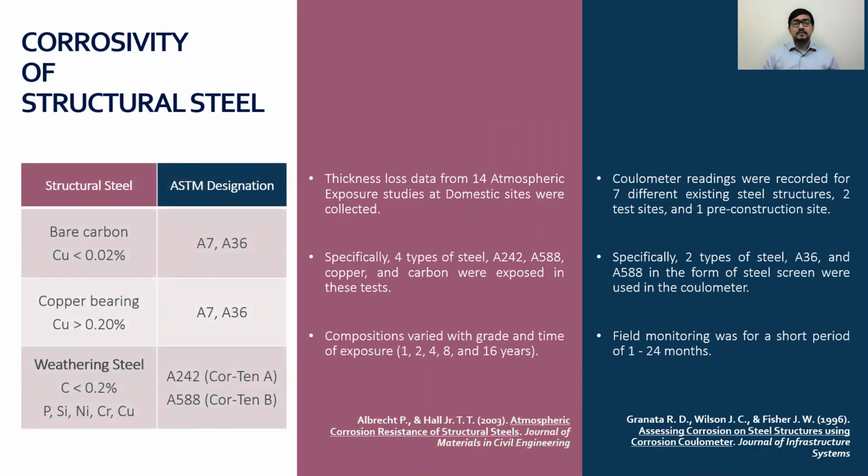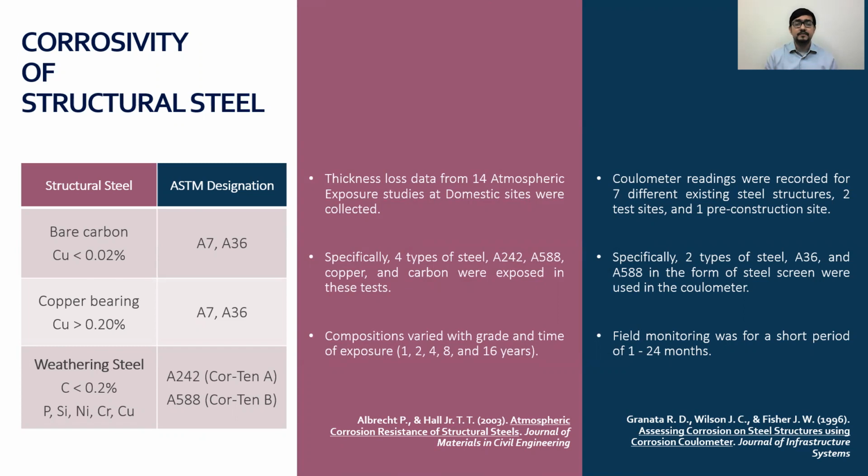When we talk about corrosion resistance, structural steels are categorized in three major types. The carbon steel with a maximum copper content of 0.02%, copper steel with 0.2% copper content at least, and the weathering steel which has the sufficient corrosion resistance when compared to the other two. Weathering steels are low alloy steels. This means they have 0.2% carbon, allowing them with various amounts of phosphorus, silicon, nickel, chromium, and copper.